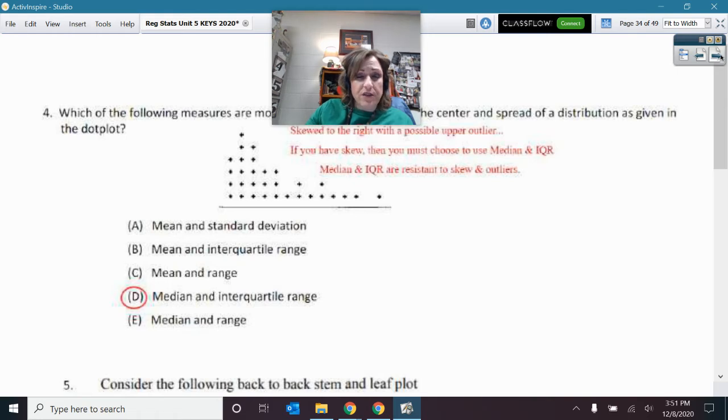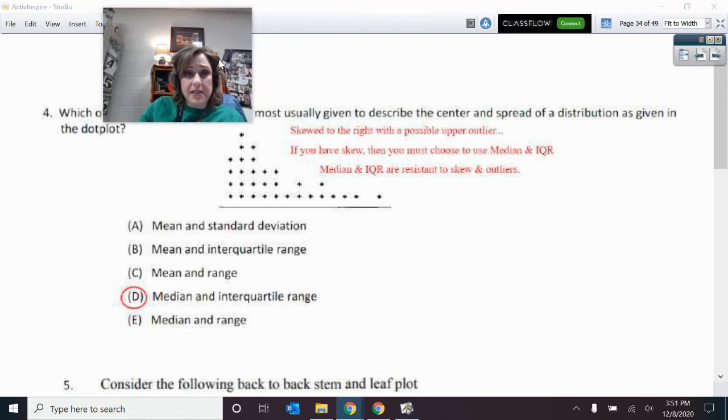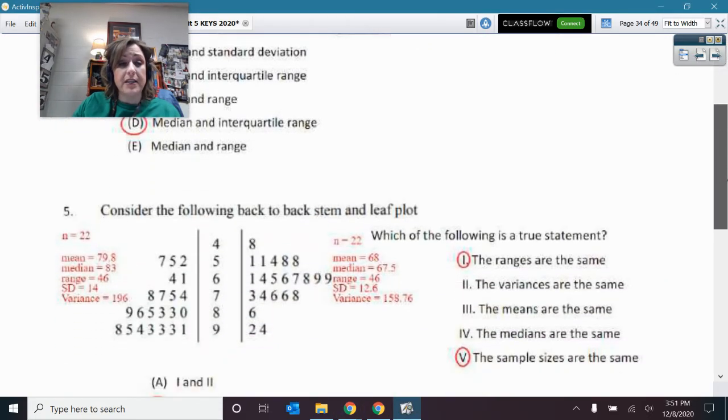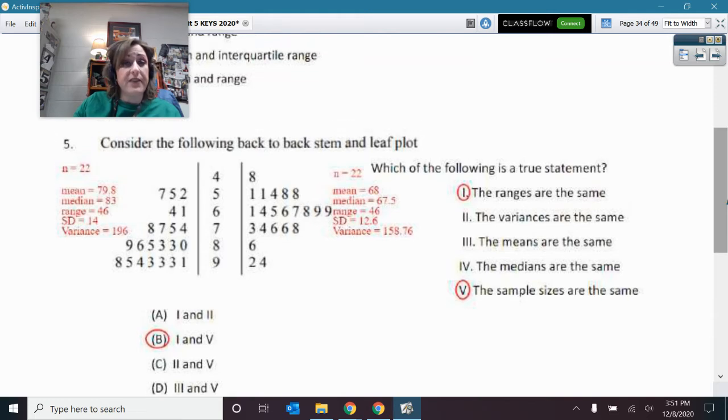Next, which of the following measures is most usually given to describe the center and spread of a distribution such as this? Well, I can see it is skewed to the right. So if you have skew, then you must choose to use median and IQR. Ooh, symmetry. Use standard deviation and mean. Okay, so now, next one, number 5.